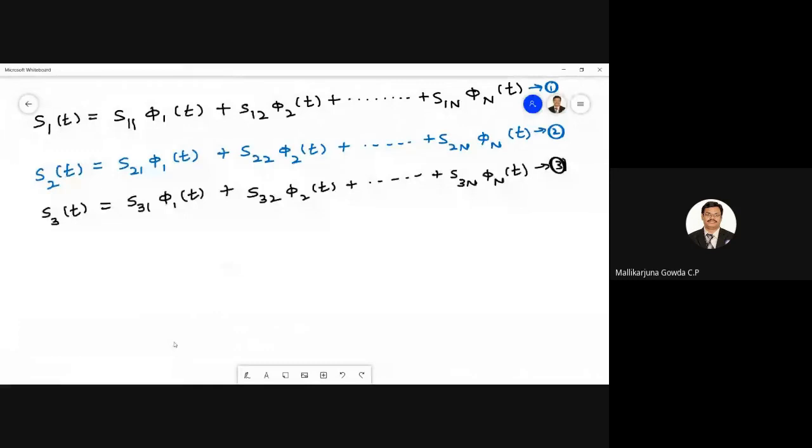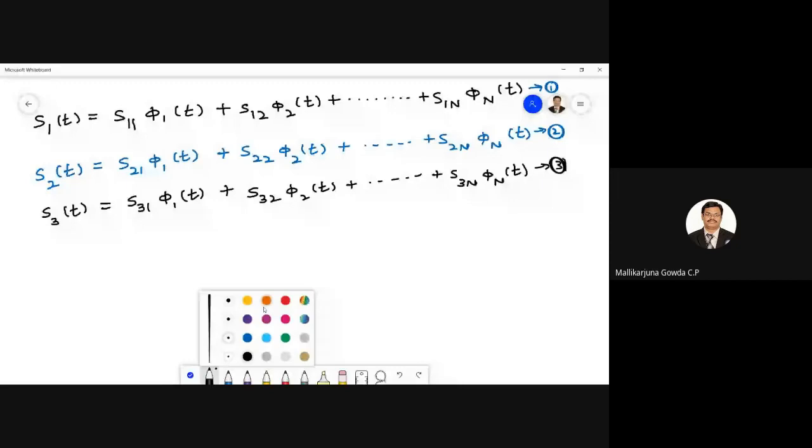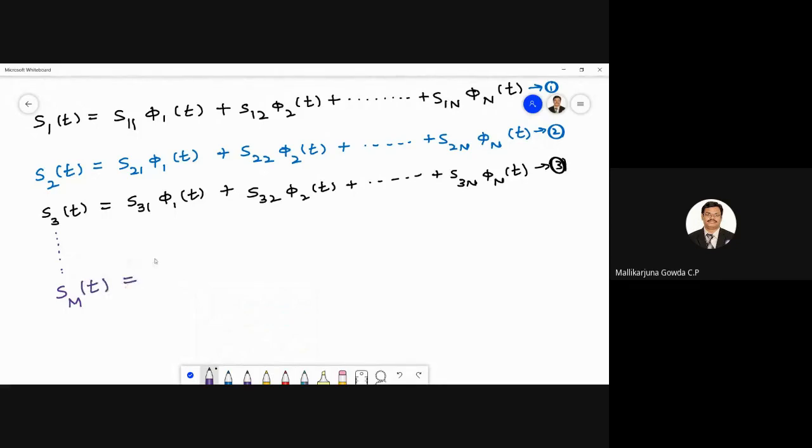I will just put the dot, since it is understood that it can be varied up to M. For this, other than the regular people who are interacting, I expect answers from others. Now the value of i is M. S M of t, what can I write? Others should respond. SM1 phi 1 of t.